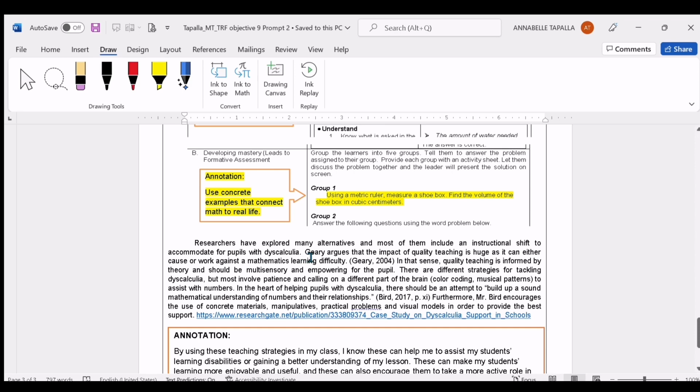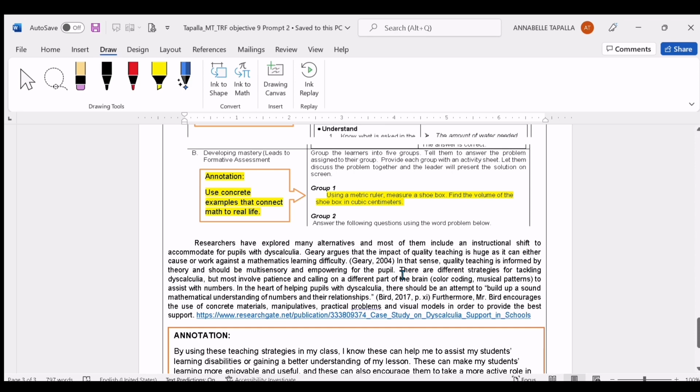pupils with dyscalculia. Gary argues that the impact of quality teaching is huge as it can either cause or work against a mathematics learning difficulty. So Gary 2004, in that sense, quality teaching is informed by theory and should be multisensory and empowering for the pupil.